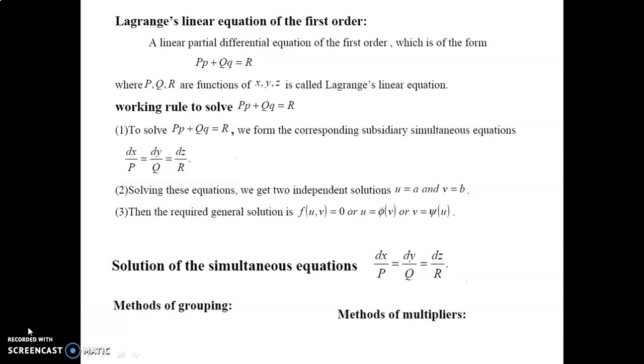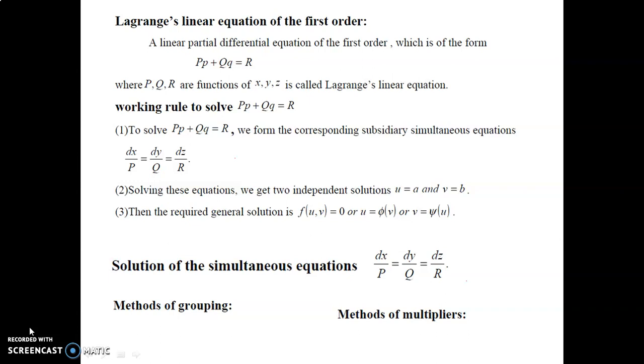Hello students. Today we are going to discuss the Lagrange linear equation of first order, a very important topic in partial differential equations. A linear partial differential equation of the first order which is of the form capital P small p plus capital Q small q equal to capital R, where capital P, capital Q, capital R are functions of x, y, z is called the Lagrange linear equation.